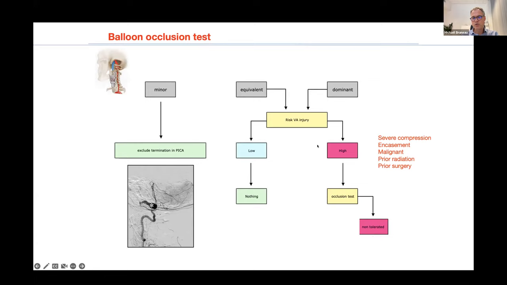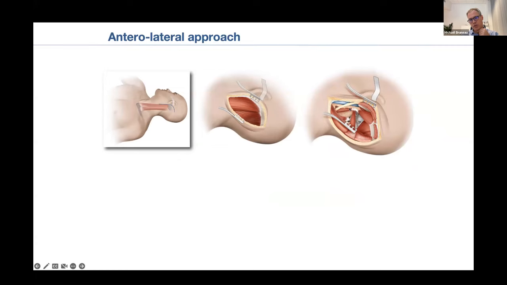The risk is high when there is a severe compression of the artery, when there is a complete encasement, if the tumor is suspected to be malignant, or if the patient has already been irradiated or operated on. In those five circumstances, in case of a dominant or equivalent vertebral artery, it is better to perform a balloon occlusion test preoperatively.